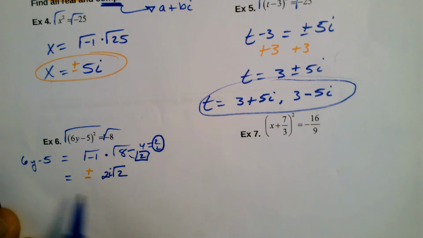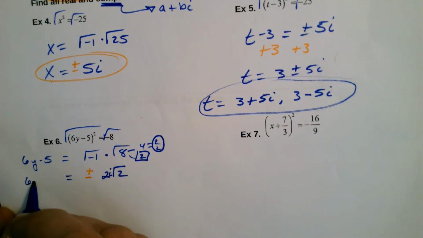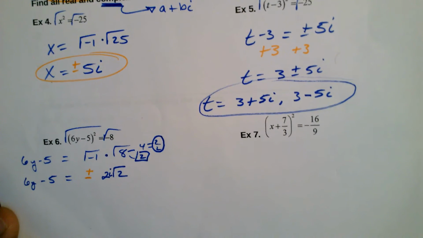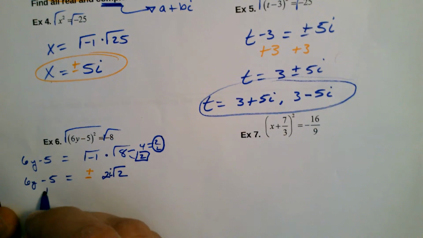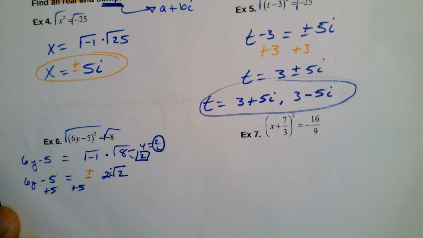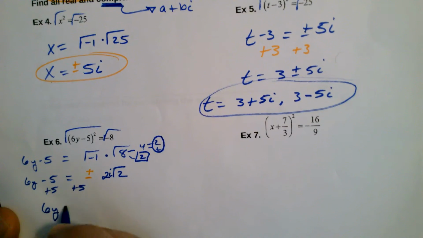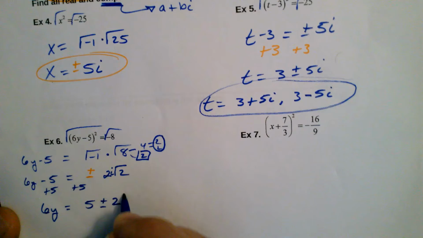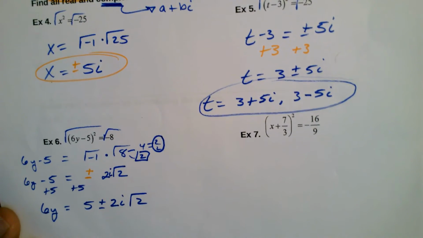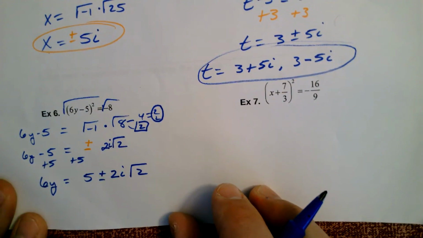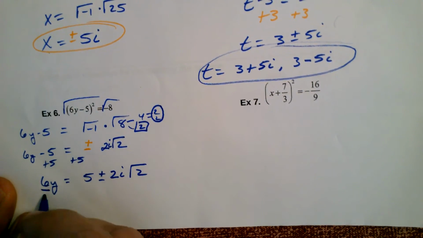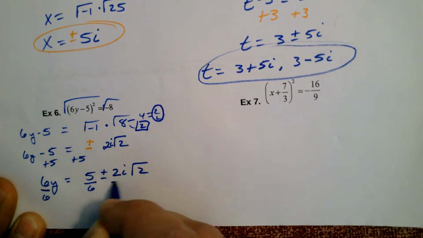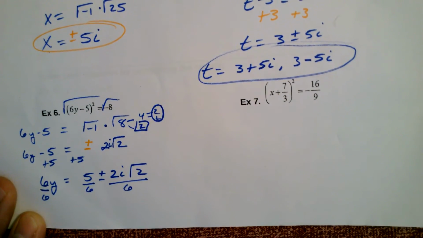All right, so next, we need to get this 6y minus 5 so that we have the y all by itself. So I'm going to go ahead and add the 5 over. I'm going to put that in front so it looks like this. So I have 6y equals 5 plus or minus 2i root 2. Now the last thing I'm going to do is divide everything by 6. And I'm going to do it individually because that's probably what MyMathLab is going to be looking for.